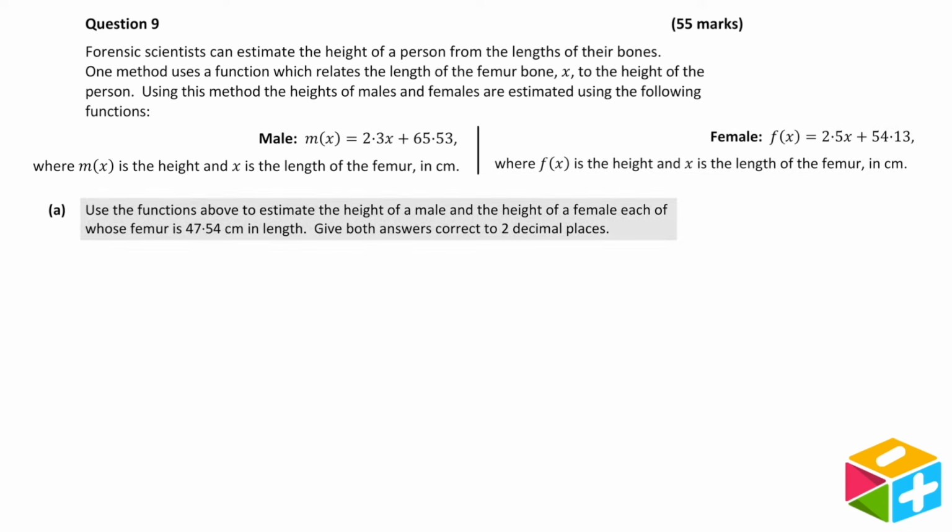In part A, we're asked to use the functions above to estimate the height of a male and the height of a female, each of whose femur is 47.54 centimeters in length. We must give both answers correct to 2 decimal places.